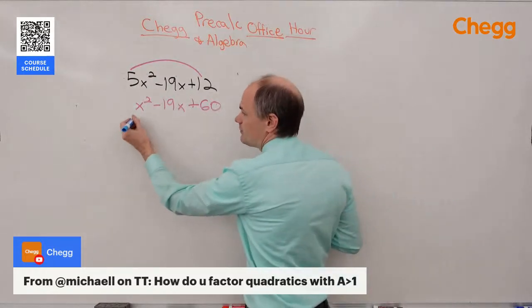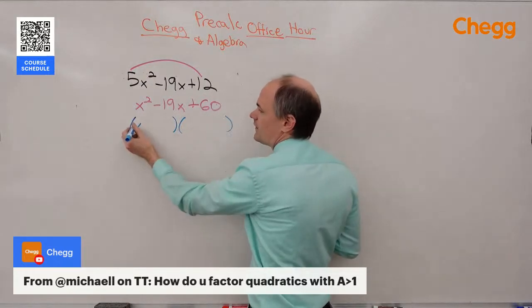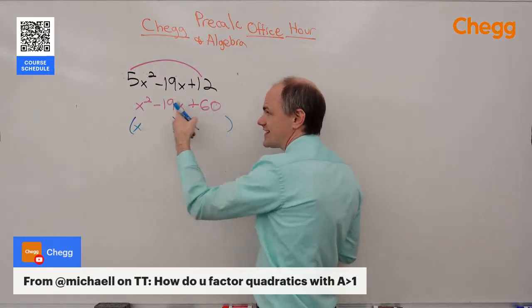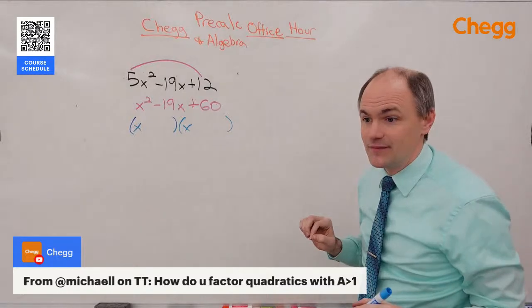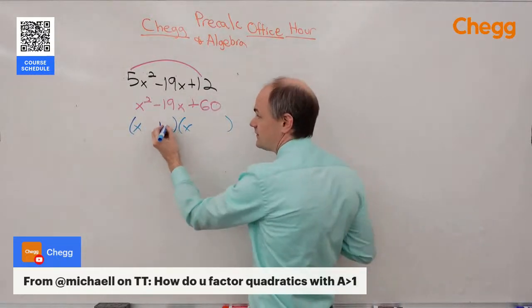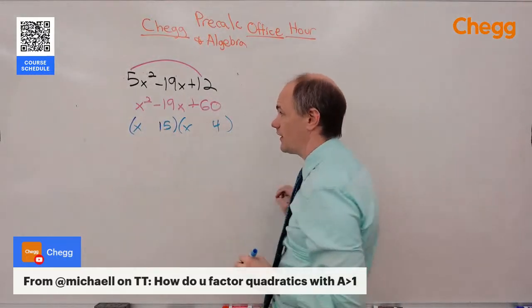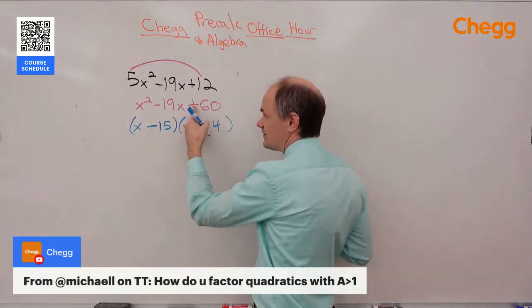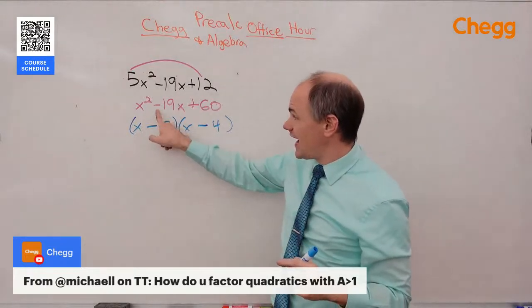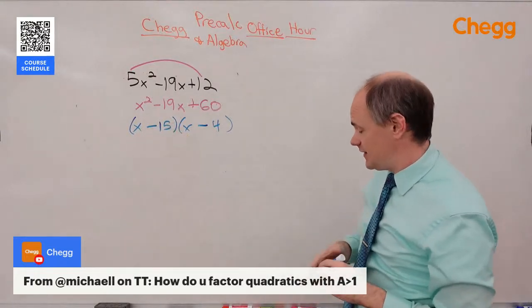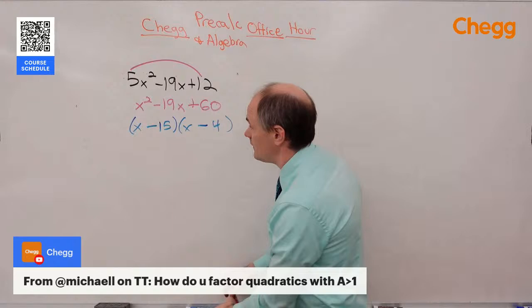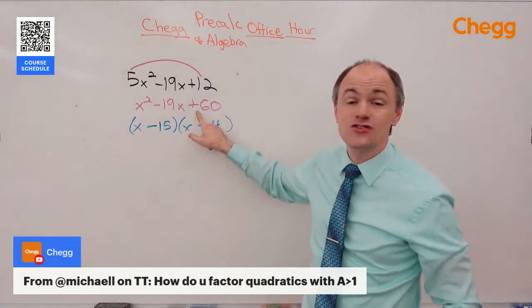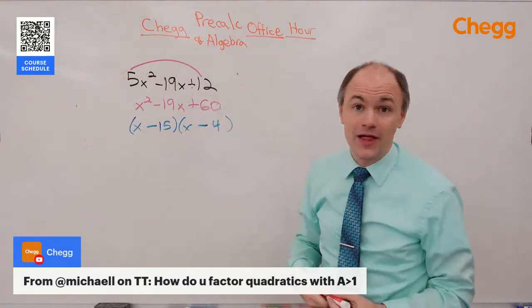I'm looking for 2 numbers then. We've got the x's. That multiply to 60 and add to 19. 60 is 15 times 4. And if they're both negative, negative times a negative is a positive, and they're going to add to negative 19. Now, this blue line is the answer to the pink problem, not the black problem.